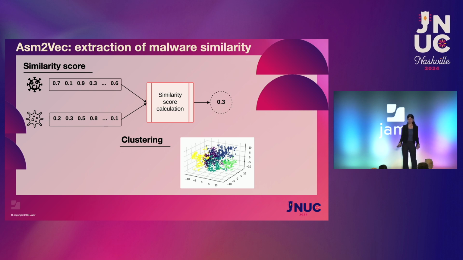So for a repository of malware, we can get a similarity score per each possible pair of malware samples. And visually, we can leverage the 3D vectors to retrieve distances between malware samples and cluster them into groups. Nick is going to delve into that.